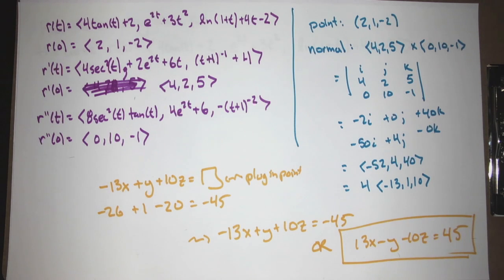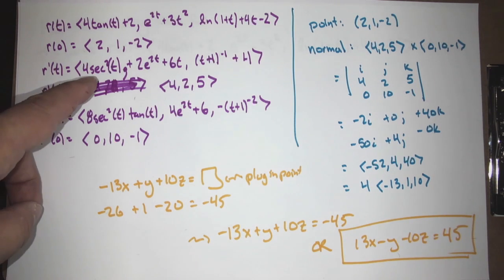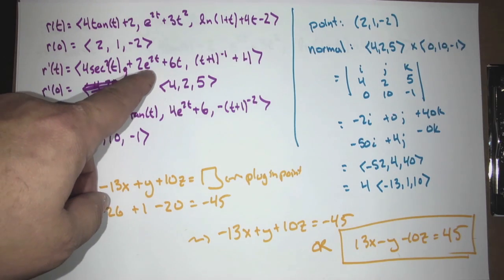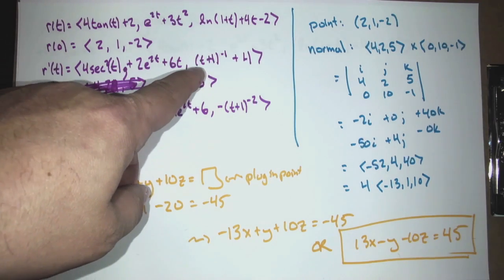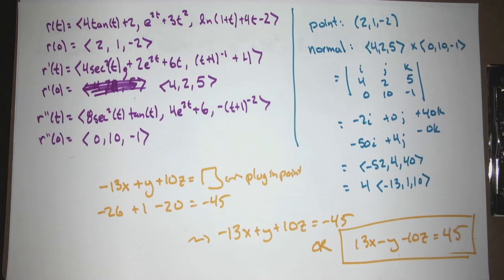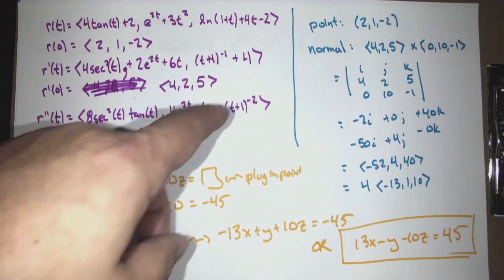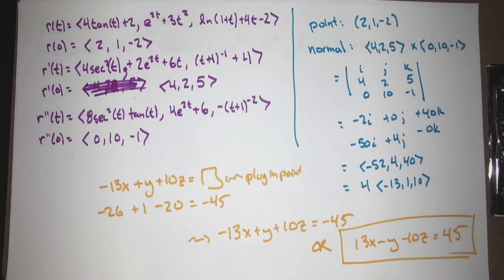The first derivative of tangent is secant squared, 2 comes down in the e to the 2t. The derivative of natural log is 1 over, which you can think of as (t+1) to the minus 1 power. And then there's the plus 4. And so that says that the derivative at 0, which is what we need, is <4, 2, 5>.